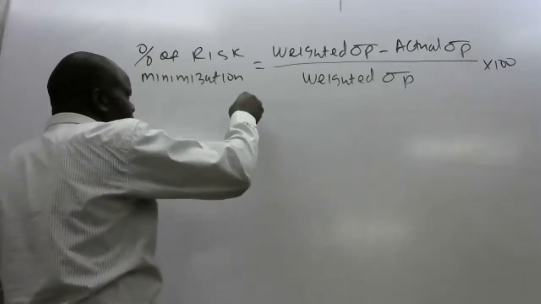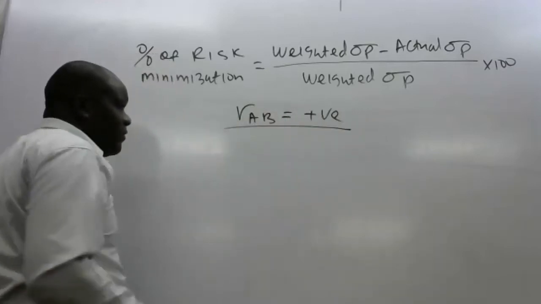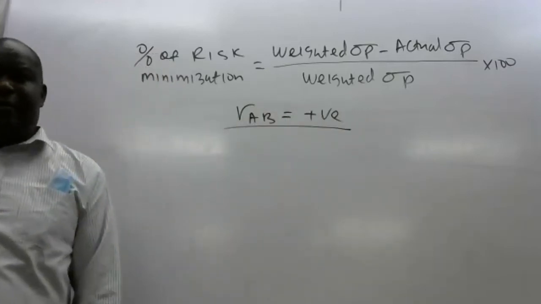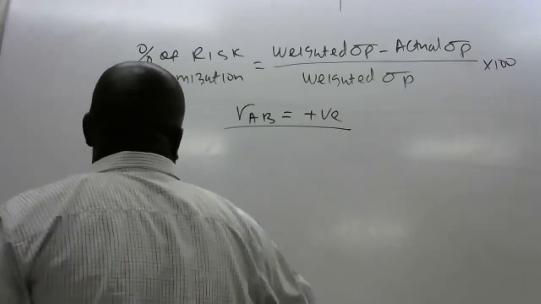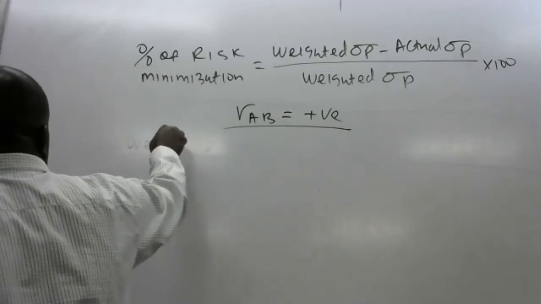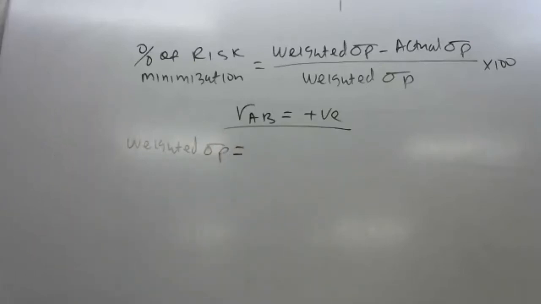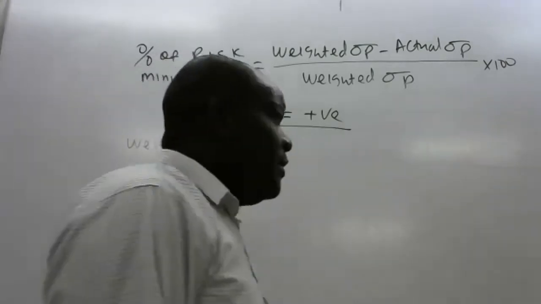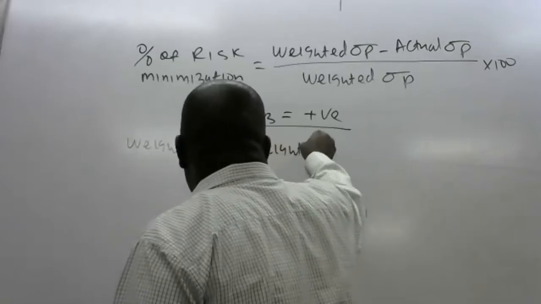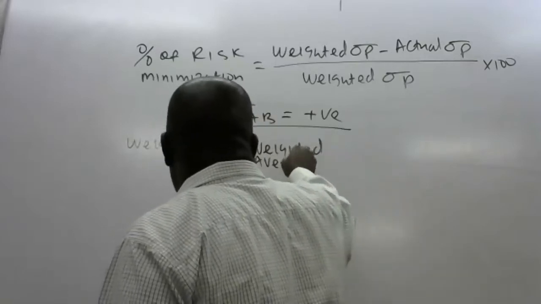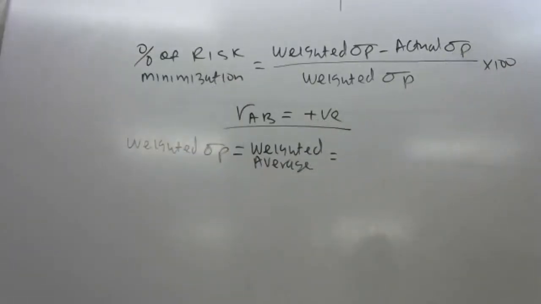The correlation coefficient between A and B was positive. So if it was positive, when you want to compute the weighted standard deviation for the portfolio, it will be the weighted average. We shall be getting it as the weighted average.